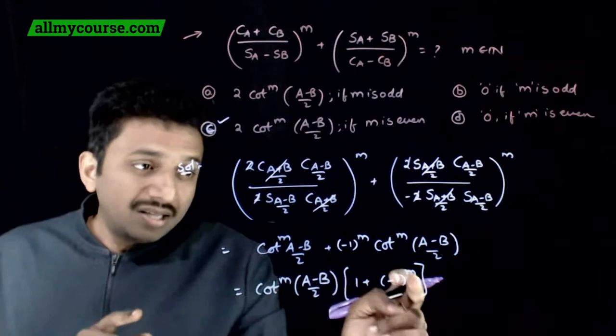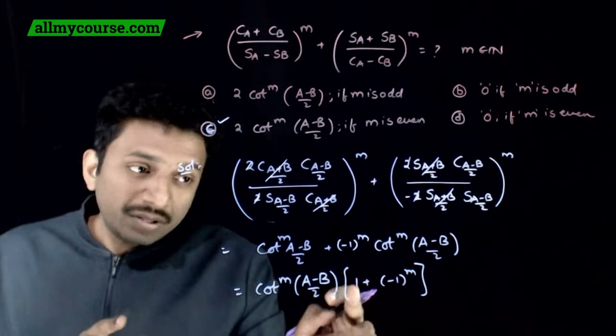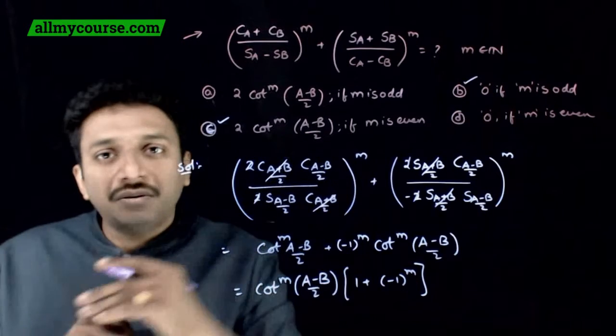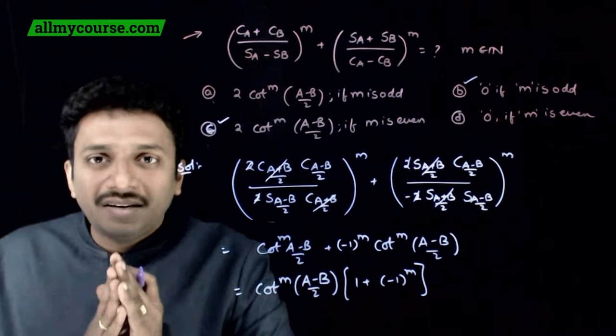And if m is odd, this (−1)^m becomes minus 1. So 1 minus 1 becomes 0. It means if m is odd, my answer will be 0. So options B and C are right for this question.